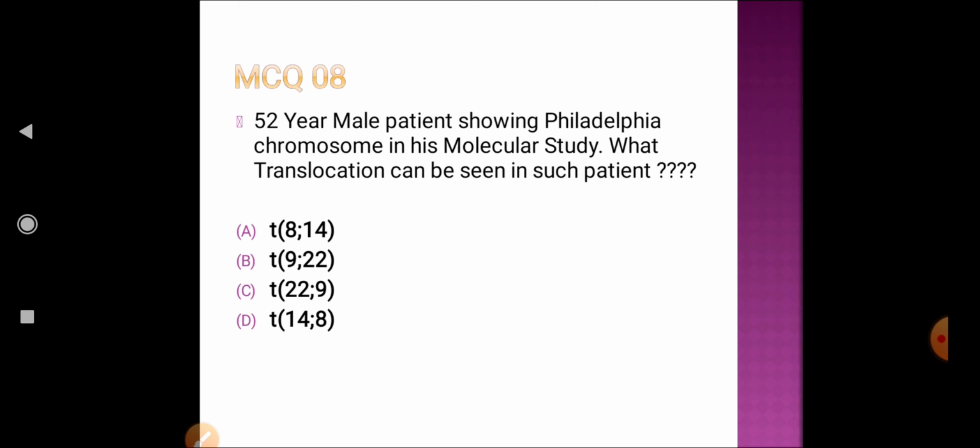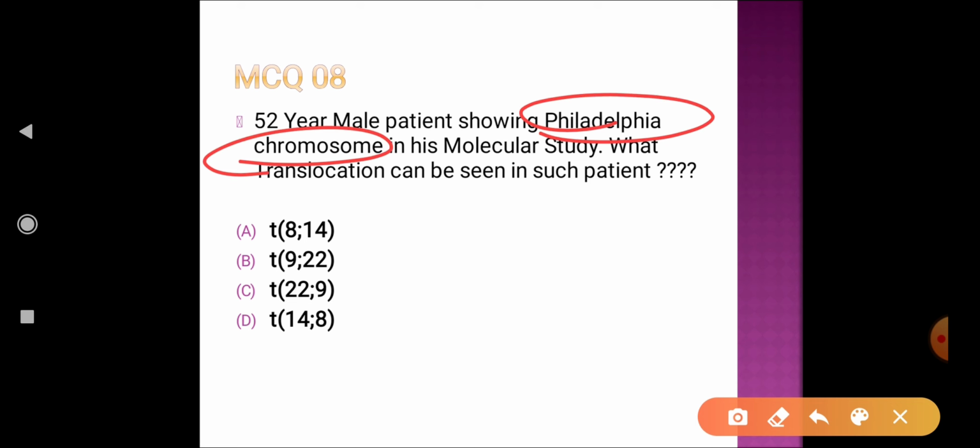Now MCQ number 8. A 52-year-old male patient showing the Philadelphia chromosome in his molecular study. What translocation can be seen in such a patient? First of all, you should be familiar with the Philadelphia chromosome. What is the Philadelphia chromosome? It is the translocation 9;22 that is known by the name Philadelphia chromosome.